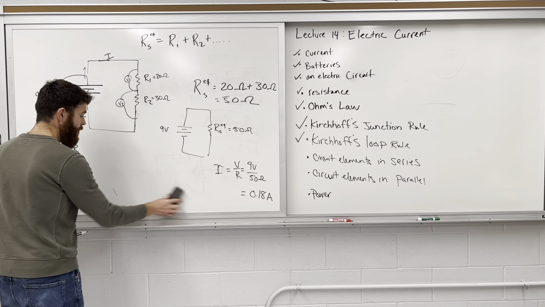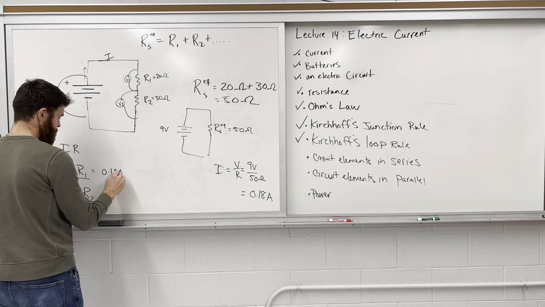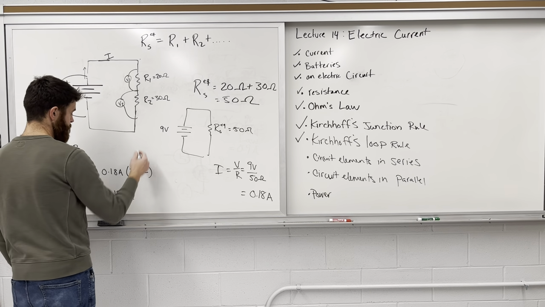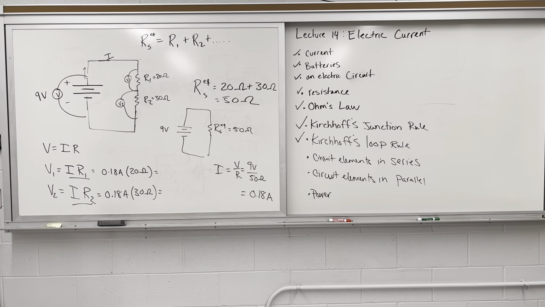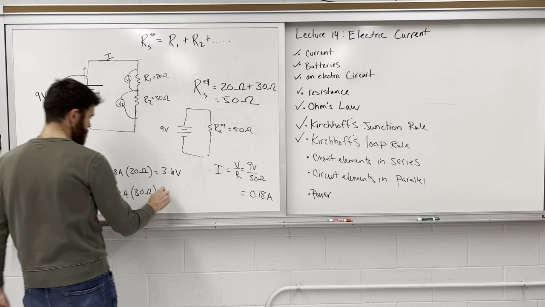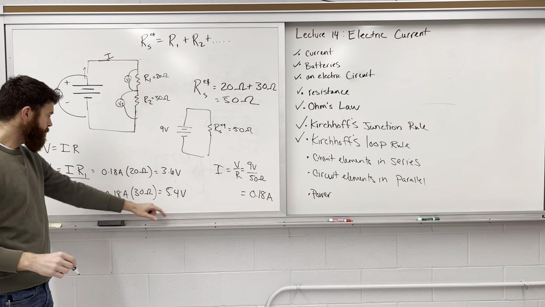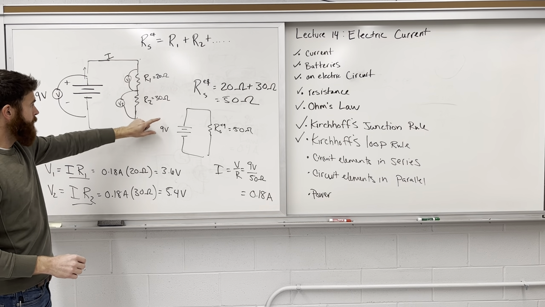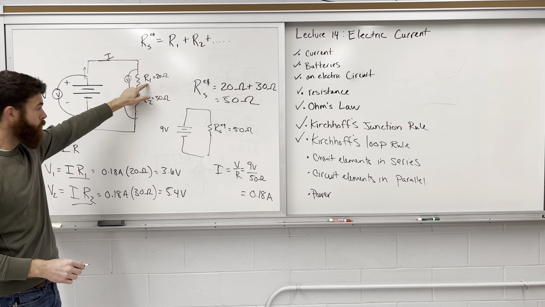And because now that we know the current, we can actually calculate the potential drop across each resistor. It goes 0.18 amps times R1, which is 20 ohms, and 0.18 amps times 30 ohms. And we find those to be 3.6 volts and 5.4 volts, respectively. And you'll see that V1, 3.6 volts, plus V2, 5.4 volts, equals 9 volts, right? So there's a potential drop of 3.6 volts over this resistor and 5.4 volts over this resistor, which makes sense that the potential drop across R2 is greater than that across R1, because there's more resistance here.